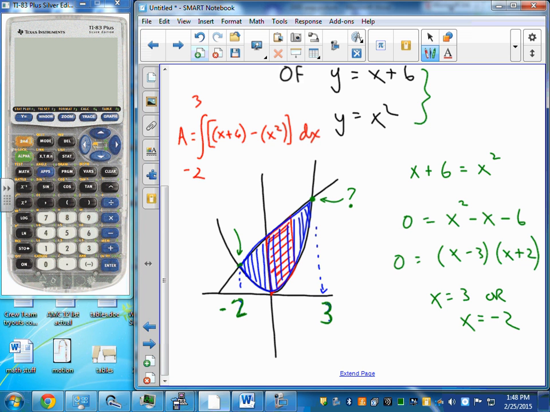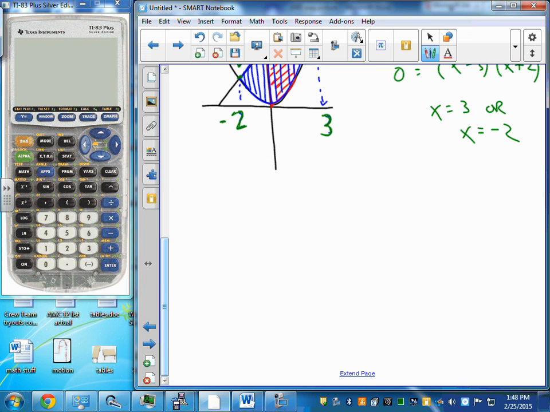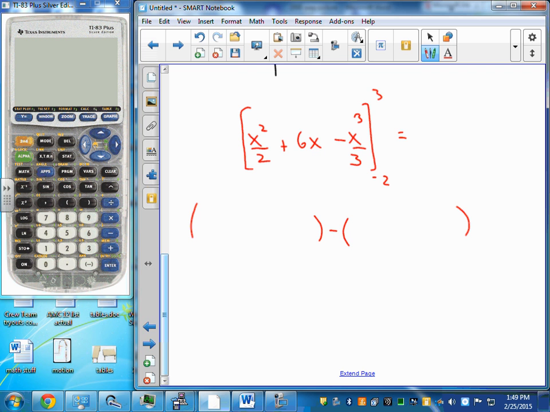We had already done the antiderivative. If you remember that, we had x squared over 2 plus 6x minus x cubed over 3. That was the antiderivative in example 1, same antiderivative here, but now we're going from negative 2 to 3. So parentheses minus parentheses, a little bit more arithmetic because the lower limit's not 0. But we've got 9 halves plus 6 times 3 is 18 minus 27 thirds. And then on the bottom half, just be careful, you're squaring the negative 2. So that's 4 over 2.